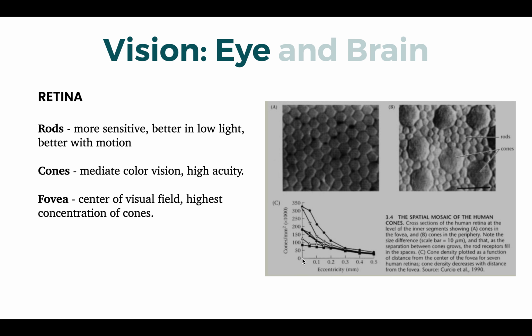So if you imagine the fovea is here, and this is further out into the periphery on the retina, so you're going further away from the fovea on the retina, this is the amount of cones, right? So lots of cones in the fovea, not so many cones at all out in the periphery. Okay.